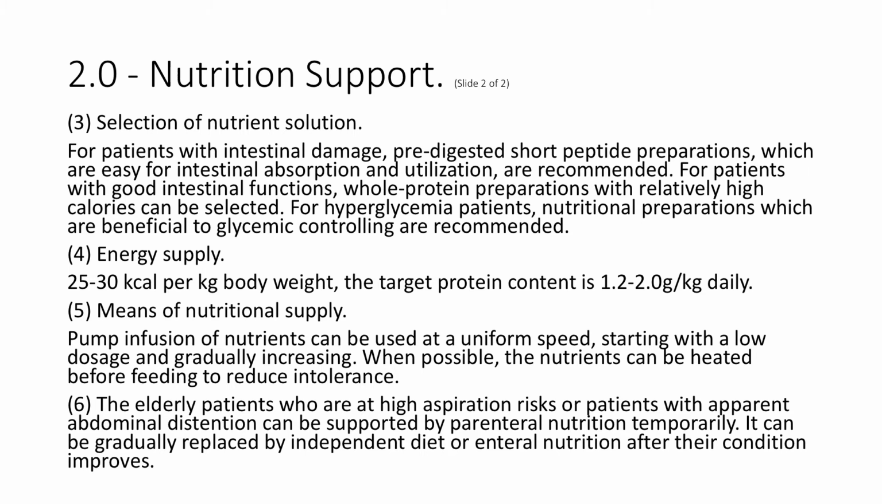6. The elderly patients who are at high aspiration risks or patients with apparent abdominal distension can be supported by parenteral nutrition temporarily. It can be gradually replaced by independent diet or enteral nutrition after their condition improves.